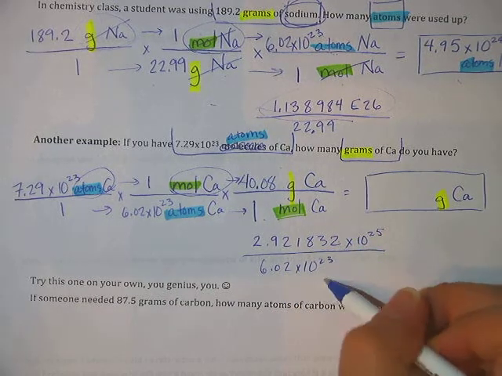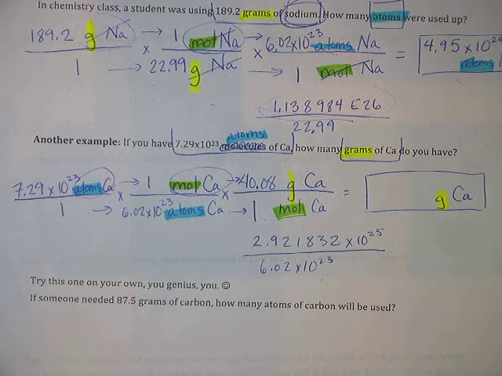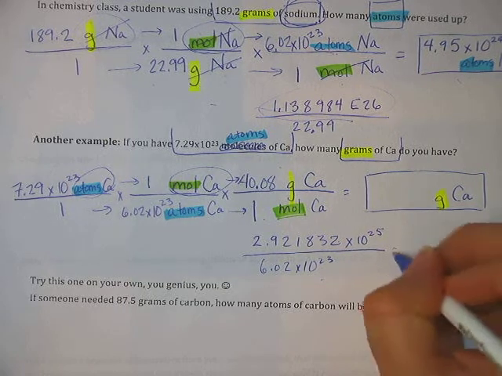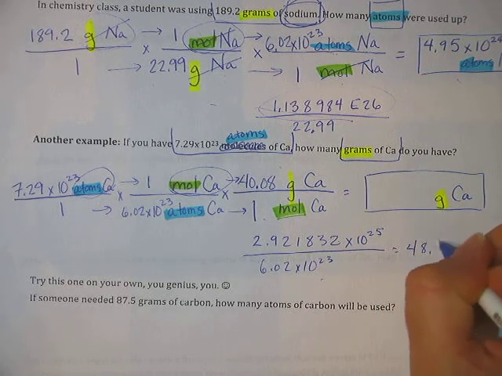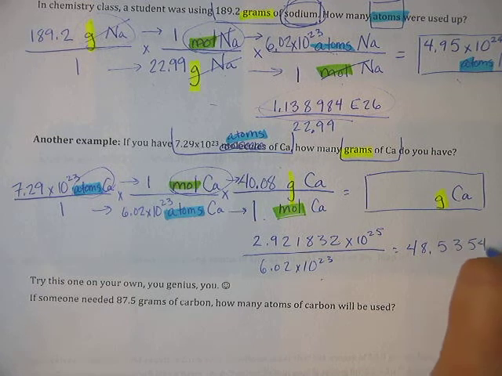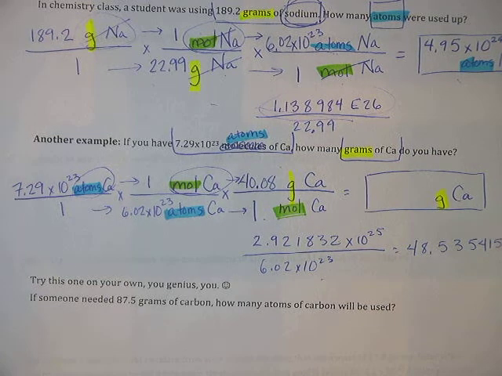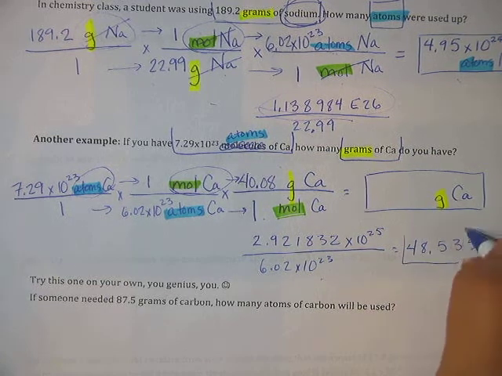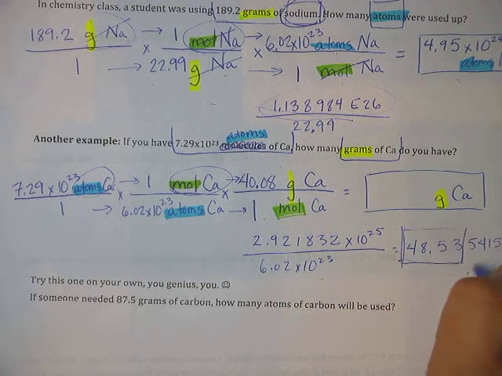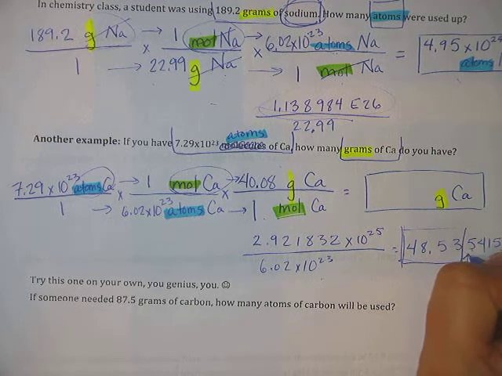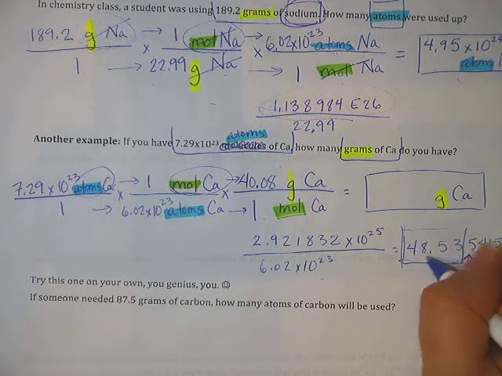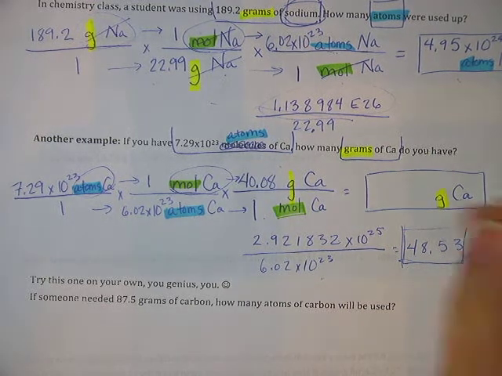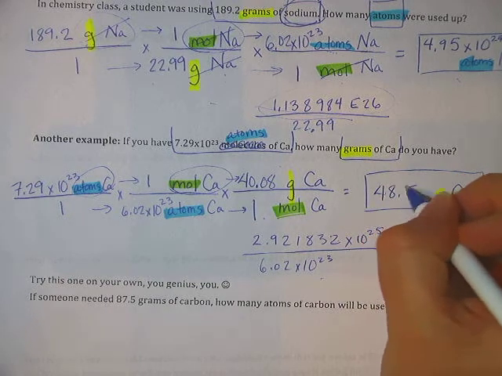So when you divide these in your calculator, if you typed it correctly, I got 48.535415528, and so on. We don't need all those digits. We round to the hundredths place, which is this part. This 5 over here tells me to round up. So instead of 48.53, I get 48.54.